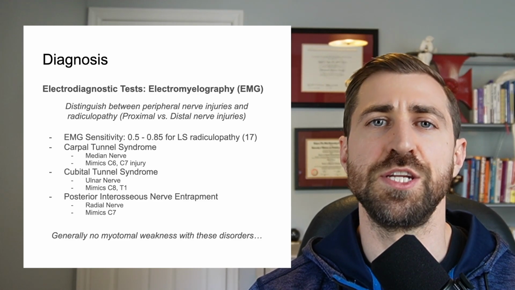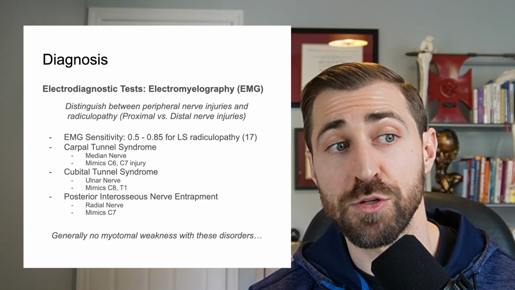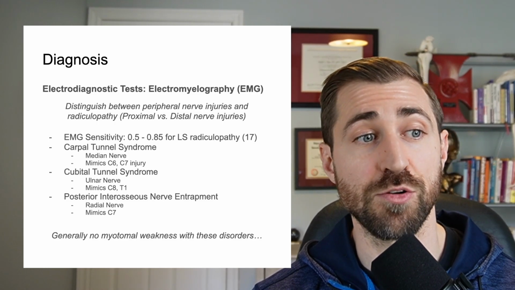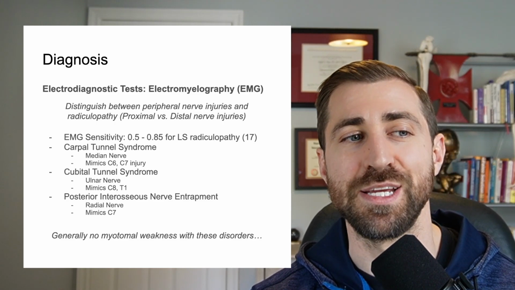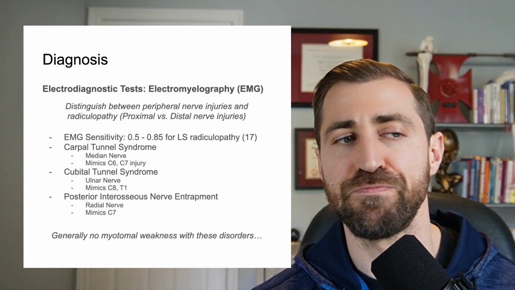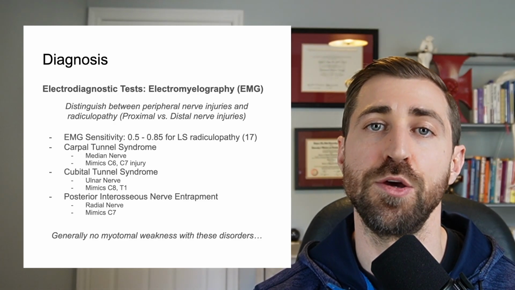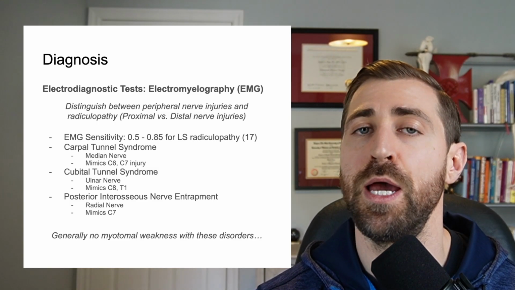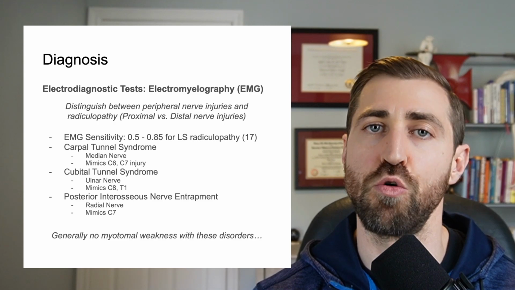So, a few differential diagnoses where EMG might be helpful: carpal tunnel syndrome, that could be a median nerve injury, right? So, having carpal tunnel syndrome is going to mimic a C6 or C7 injury. If someone is dealing with cubital tunnel syndrome, this could be an injury to the ulnar nerve. However, it also could be a C8 or T1 injury. We're trying to figure out, is this a radicular issue or is this more of a local issue?